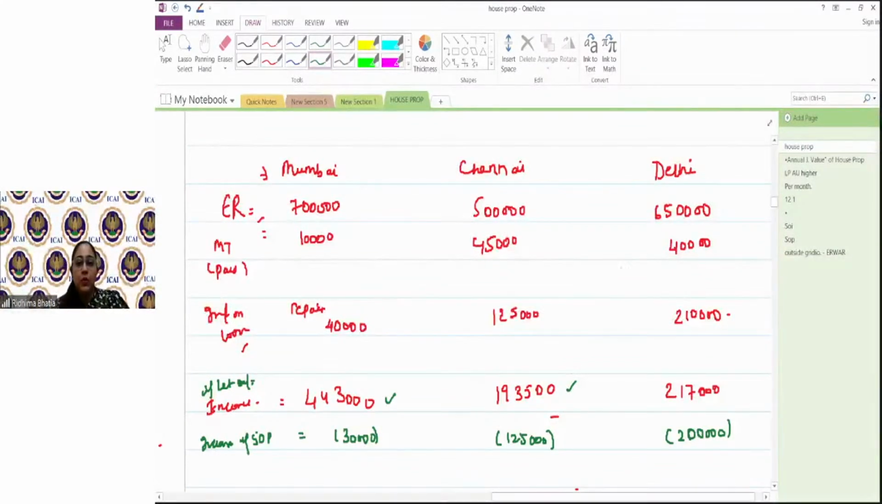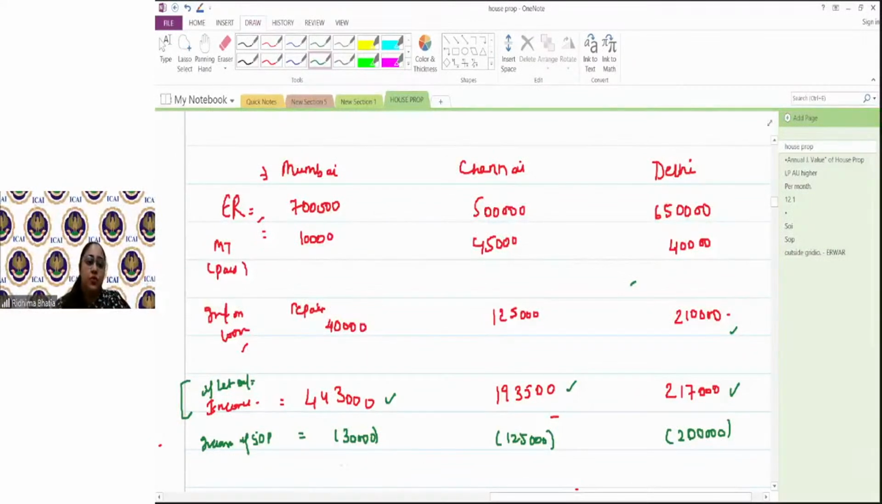Okay. Now Delhi में 6,50,000 था minus 40,000, 610 minus 30%, and interest on loan would come to minus 2,10,000. There is no ceiling limits when we talk about let out property. So 2,17,000 Delhi का income हो गया. All these figures which you can see here, 443, 193, 500 and 2,17,000 are the figures that if the property would have been let out, this would have been the deemed income. Okay, अभी तीनों को हमने let out माना.